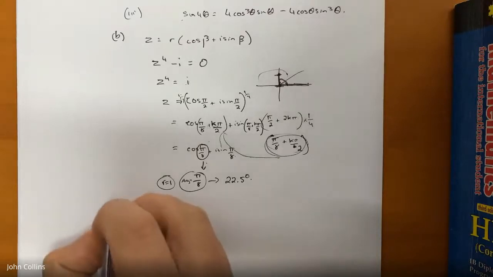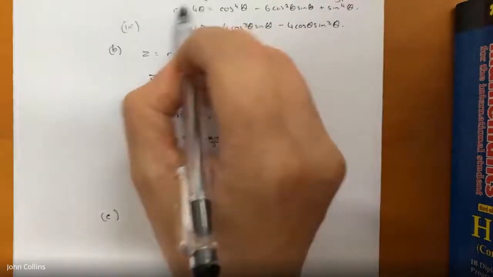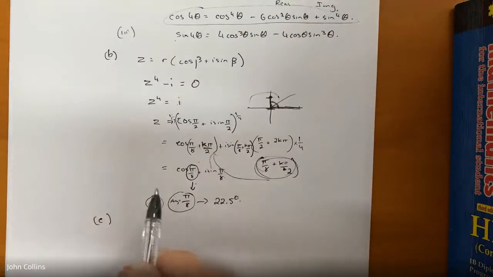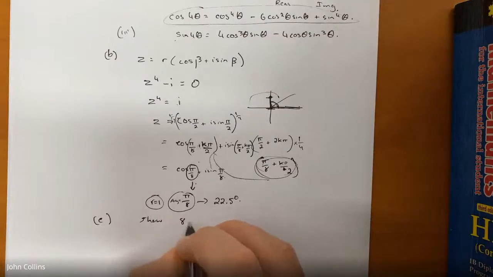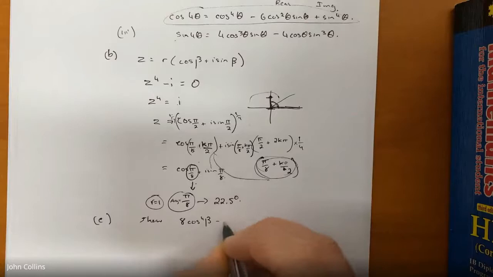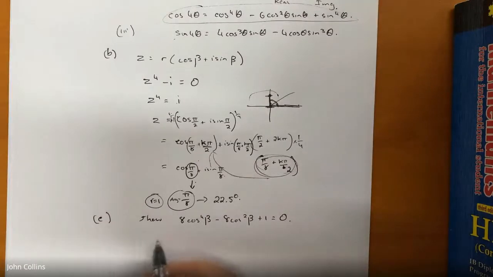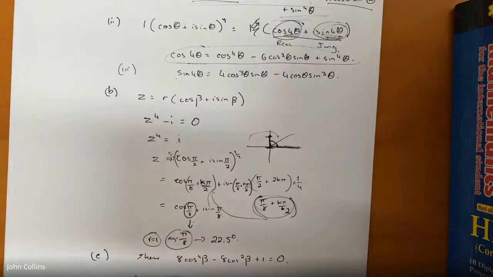Part C then says use A part 2 and your answer from B, so A part 2 was this thing, and your answer from B, to do what? To show that 8 cos 4 beta minus 8 cos 2 beta plus 1 is equal to 0. So my first bit, let's take this down from part A, 2.